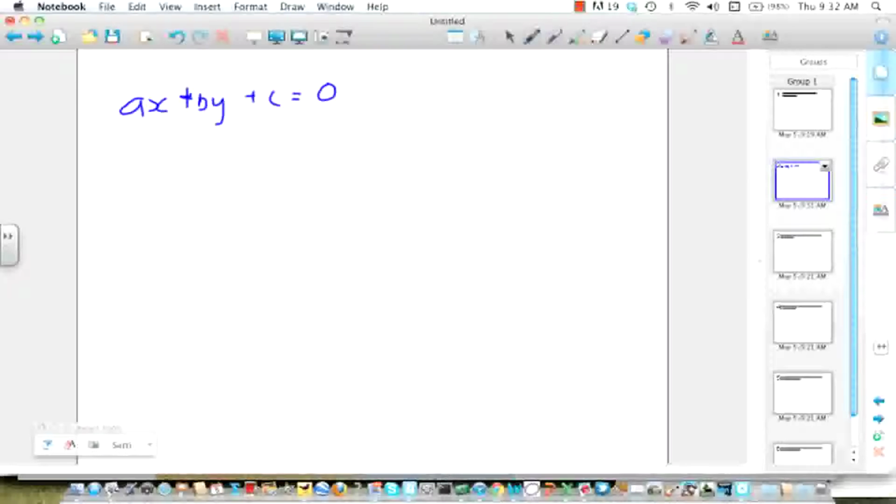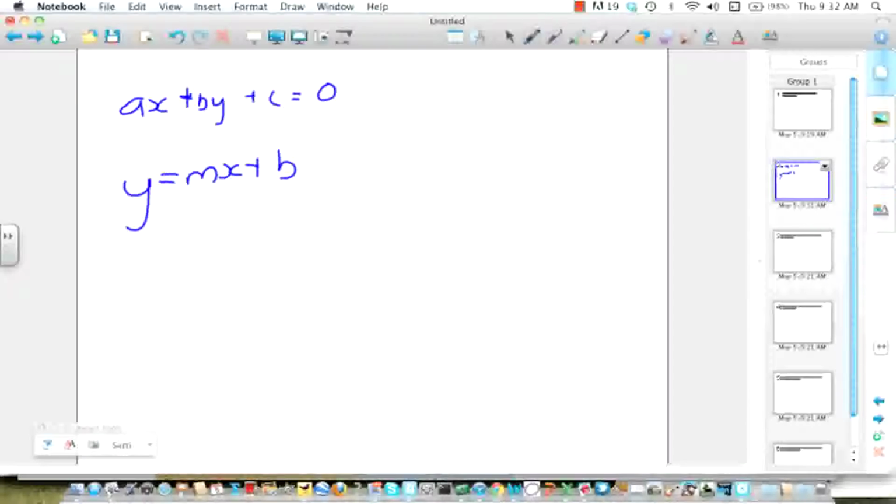Now, the disadvantage of putting things in general form is you have to work the gradient out, and how do you work the gradient out? Rearrange it. But if you get an answer in general form and you want to leave it in general form, that's fine. What's the other form? Gradient-intercept form: y equals mx plus b, where m is the gradient and b is the y-intercept.